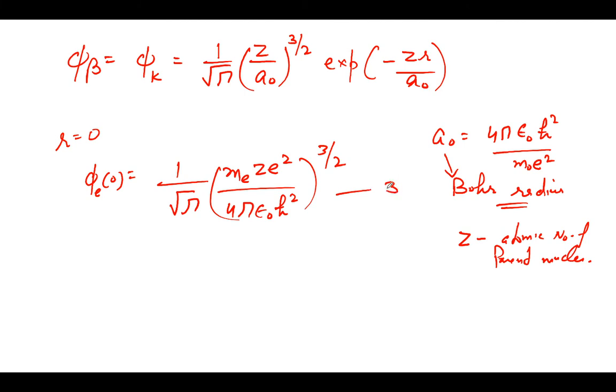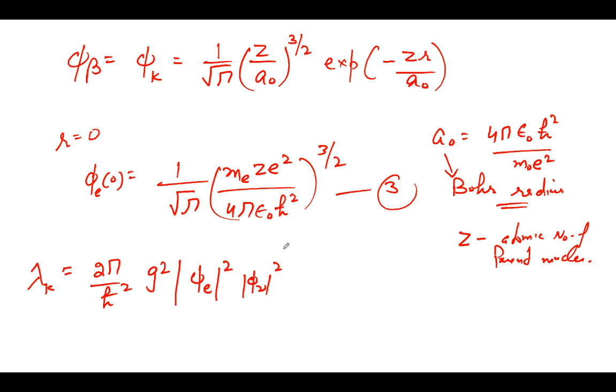This is equation number 3. So therefore, the probability of a K electron capture per unit second, generally given as the decay constant lambda K, comes out to be 2 pi over h square into g square into phi e square, phi nu square (that is the neutrino wave function), into M_if square, that is the matrix element, multiplied by the density of neutrino states.